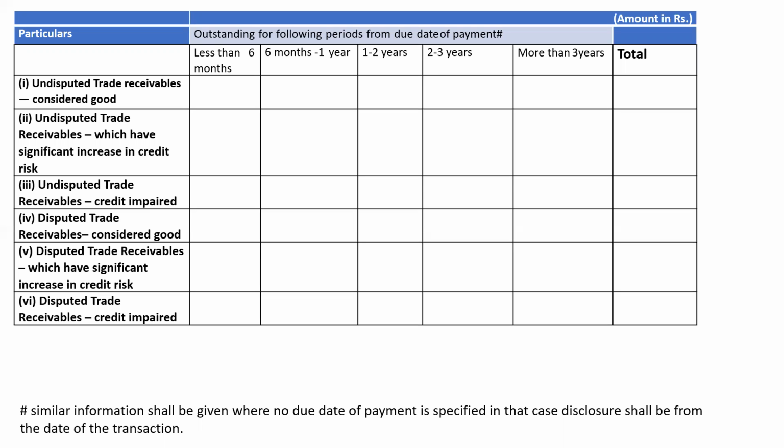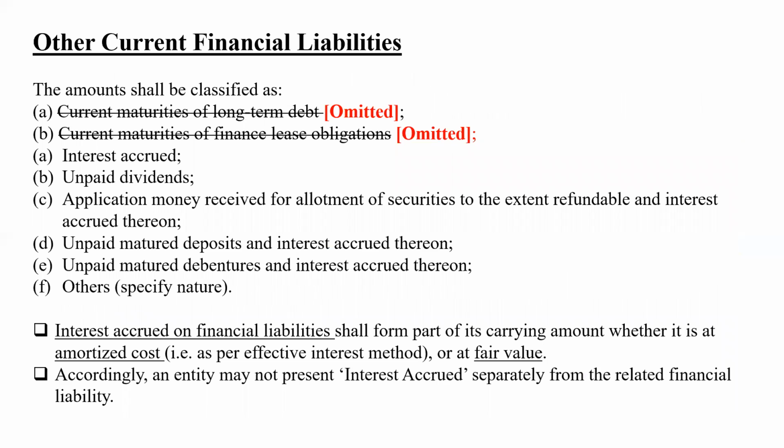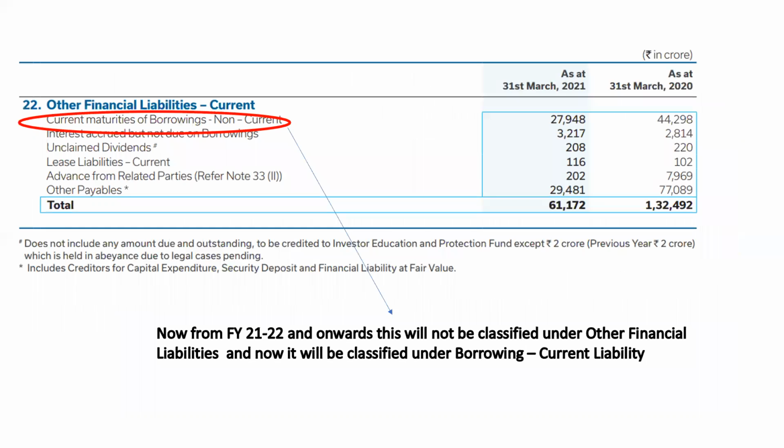Now further, it is lease liability. Earlier, lease liability was included in financial liabilities. Now it is being separated, to be provided separately as lease liability. In the case of non-current liabilities and financial liabilities, that is to be provided separately, whether current or non-current. In other current financial liabilities, two items have been eliminated: current maturities of long-term debt and finance lease obligation, which were covered earlier. Current lease liability is also to be provided under the borrowing heading, current liability, other current maturities of borrowings.